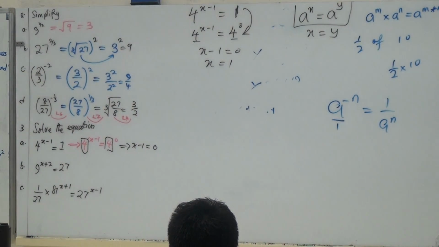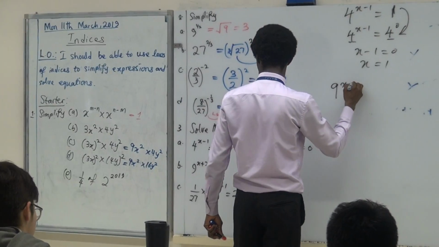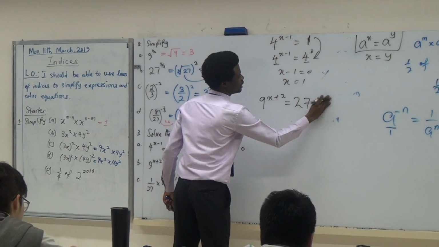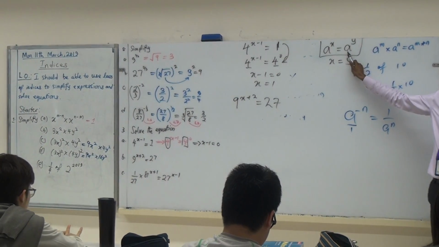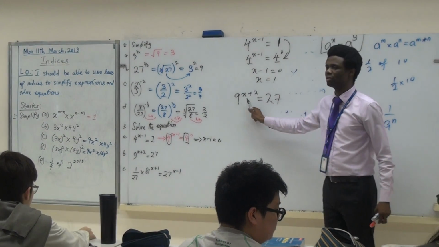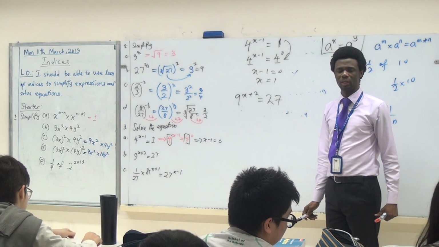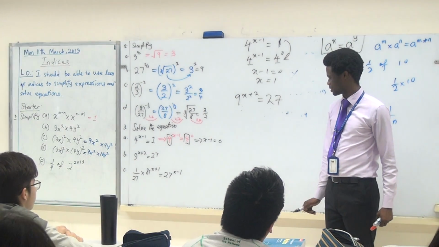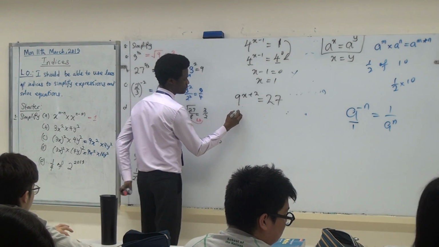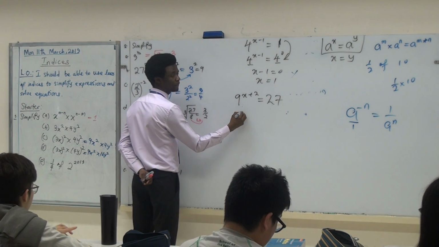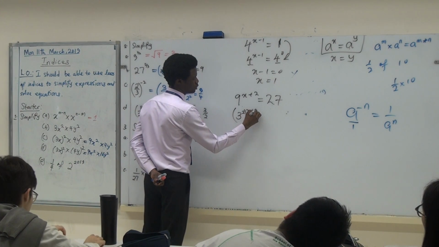Can we look at the next one together? Everybody, let's look at the next one together. 9 to the power x plus 2 equals 27. If I want to put it in this form, what must my a be? 3. Because if you look at 9 and 27, you can only put both of them as power of 3. Are we all listening? Some are just minding your business. All right, so if you want to put it as power of 3, how do I write 9? 3 squared, right? And I still have my x plus 2.